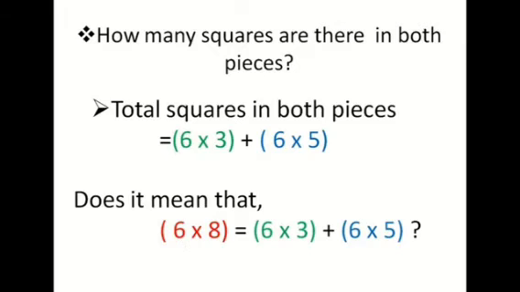If you do the numerical calculation, you will get 6 8s are 48. Here 6 3s are 18 plus 6 5s are 30. So 6 8s are 48 is equal to, if you count the number of squares for the other 2 parts, both will be equal. Please do count and keep it ready.